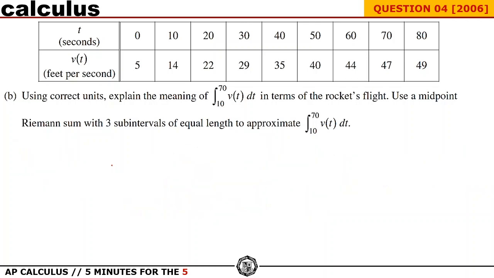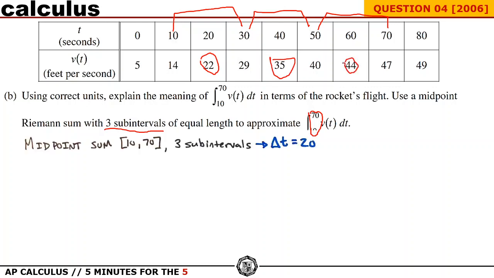The second part of the question is going to be the midpoint Riemann sum. You're going from 10 to 70, and since they want us to use 3 subintervals, that means we're going to be going from 10 to 30, 30 to 50, and then 50 to 70 as our 3 intervals. All right, because they're going to be equally spaced, and then we're going to be using the middle y value on each of those intervals to get the height that we use to compute the midpoint sum.